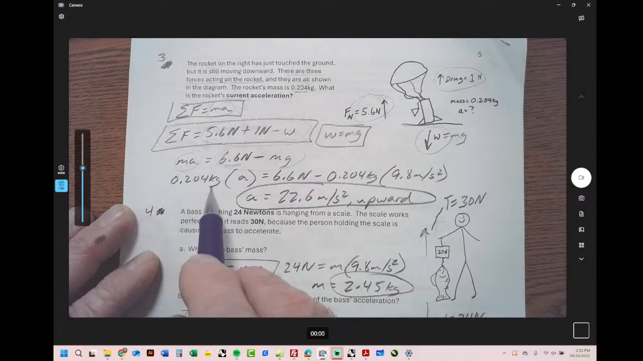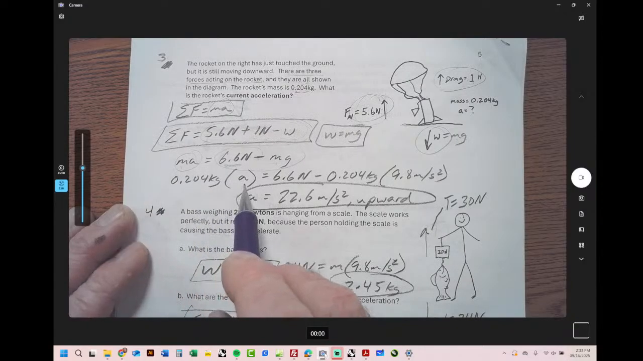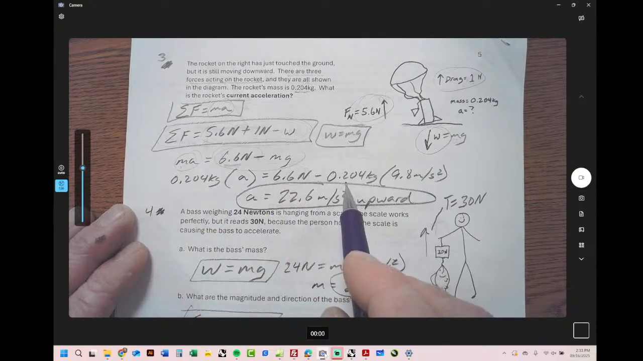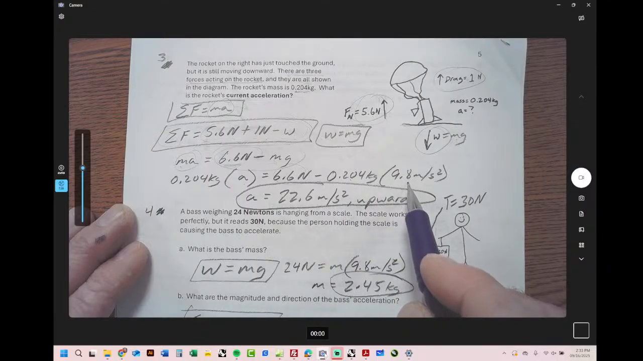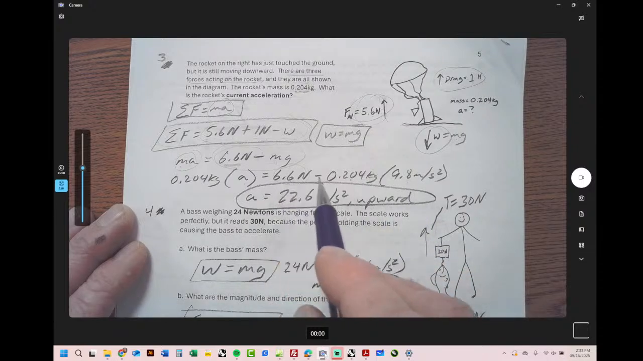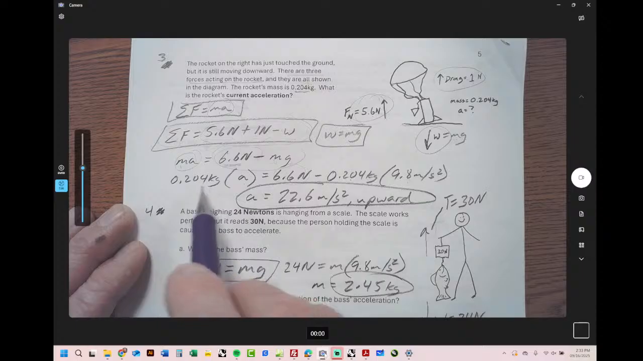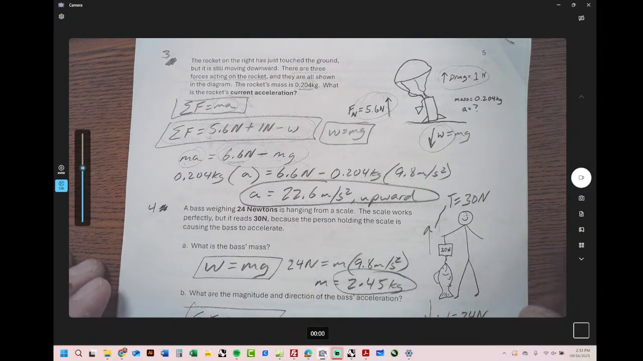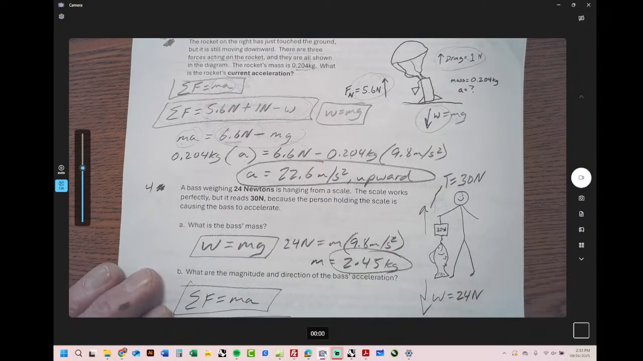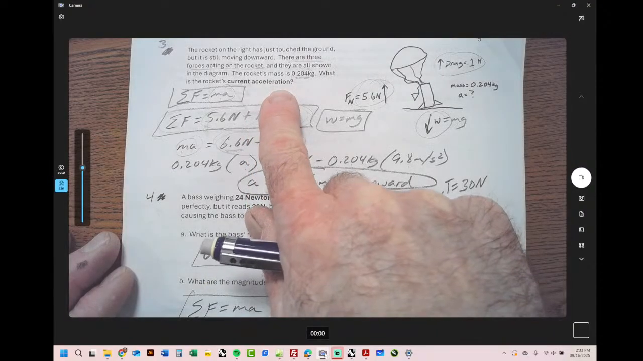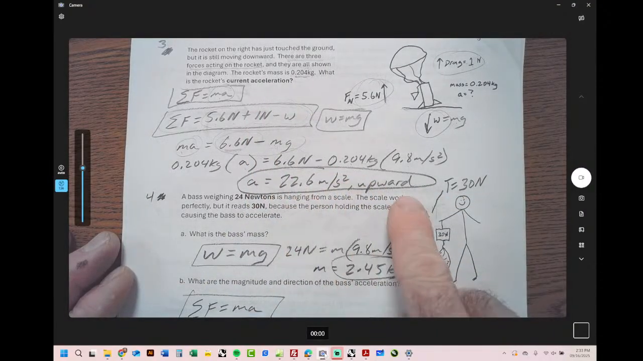The mass is 0.204. The acceleration I don't know. This force is 6.6. This mass again is 0.204. And g is 9.8. So multiply these together, subtract them from 6.6, and then whatever that is, divide both sides of this equation by 0.204, and you get a is 22.6-ish meters per second squared. And it's positive, and it's really good for an acceleration, which is a vector, to give magnitude and direction.